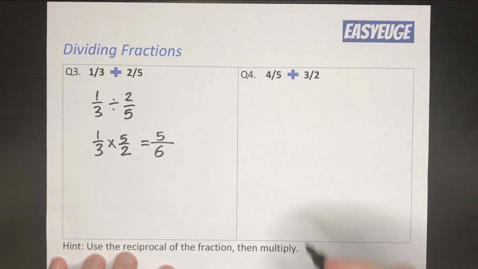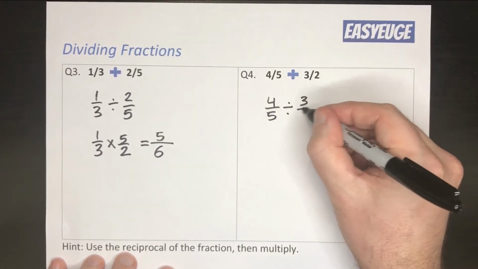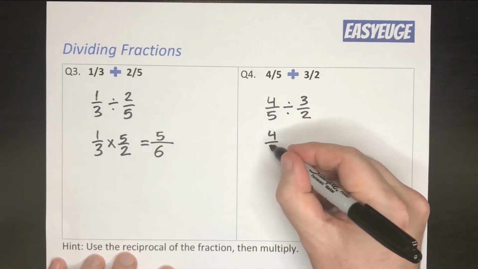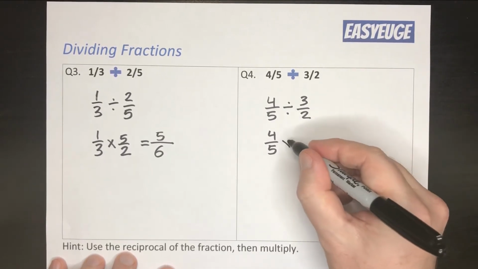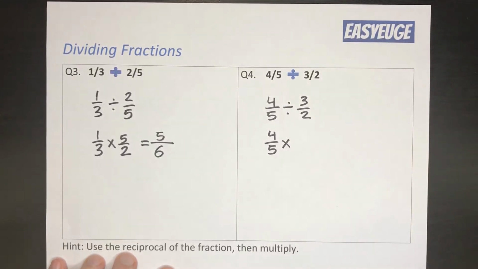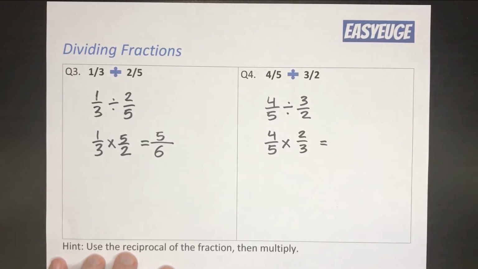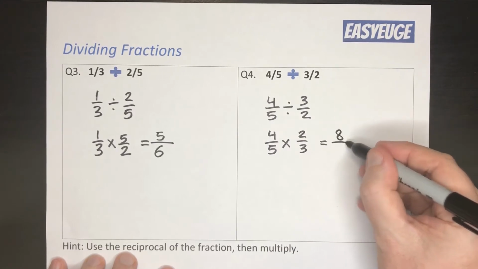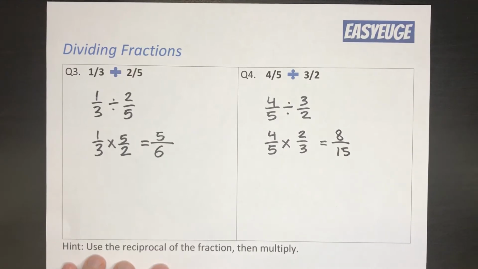Let's do that one more time. 4 over 5 divided by 3 over 2. Let's take 4 over 5, and remember what we're going to do? We're going to use the reciprocal. Let's multiply by, what is it? 2 over 3. Excellent. Let's write that in, and let's get straight into multiplying. 4 by 2 is 8, and 5 by 3 is 15. We are finished.